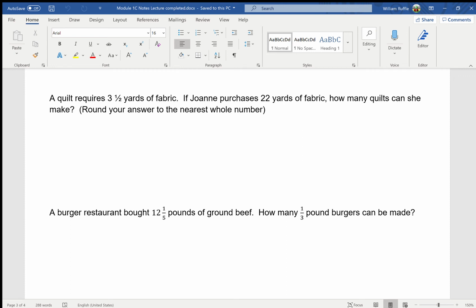We're going to finish up 1C notes. We're going to start off with some word problems, and then we will do some order of operation questions.